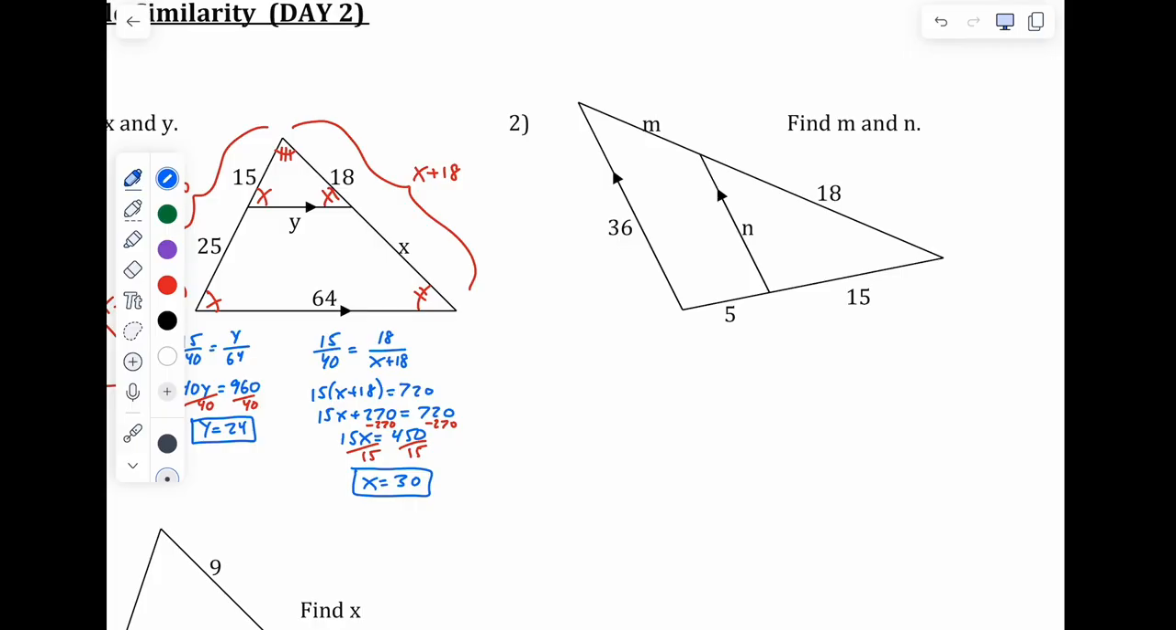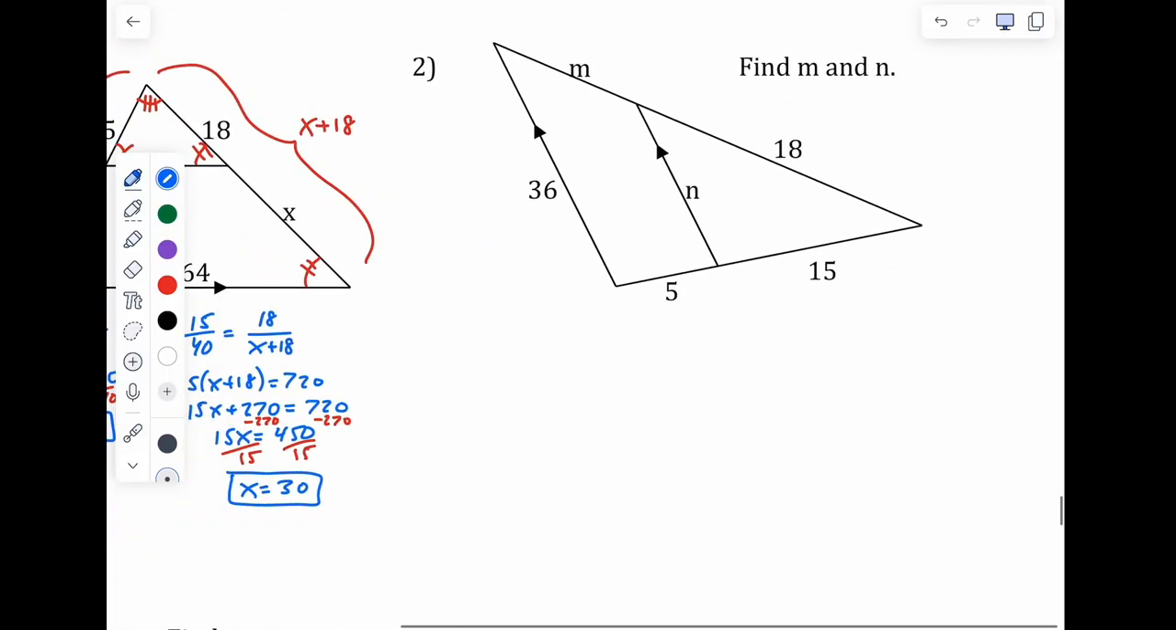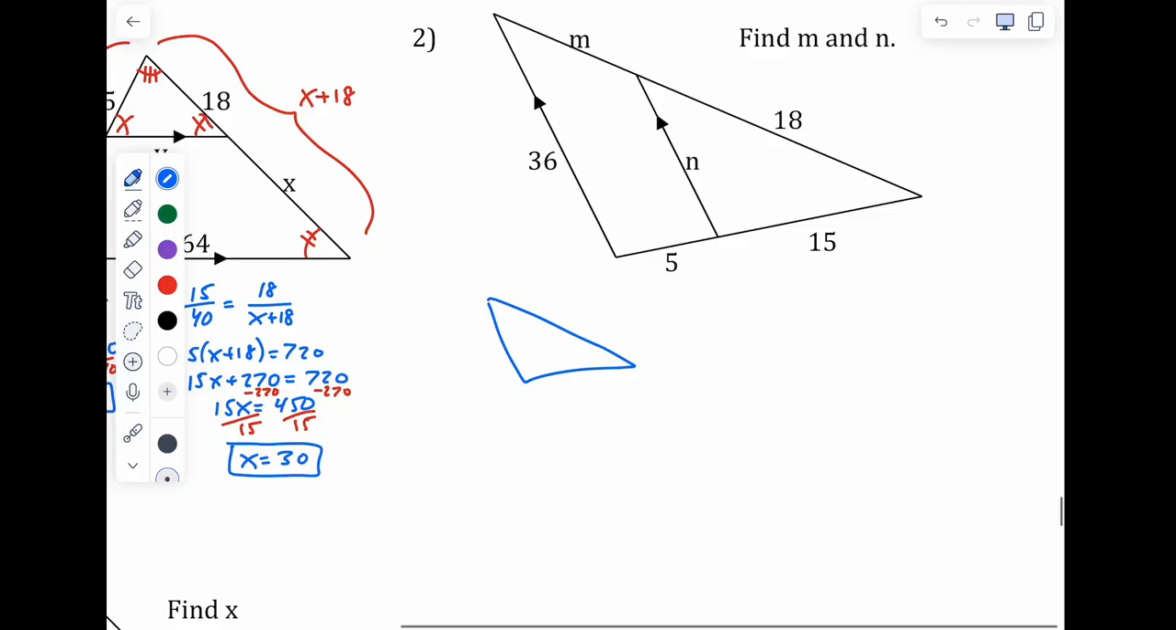Okay, so again, I highly suggest you do this. And if you feel like you could skip this, I mean, you could try, but I don't think it's a great idea. Try to draw the smaller one so that it actually looks smaller.